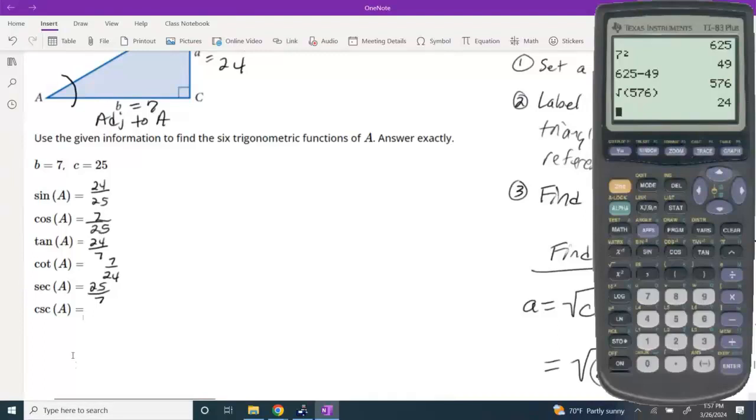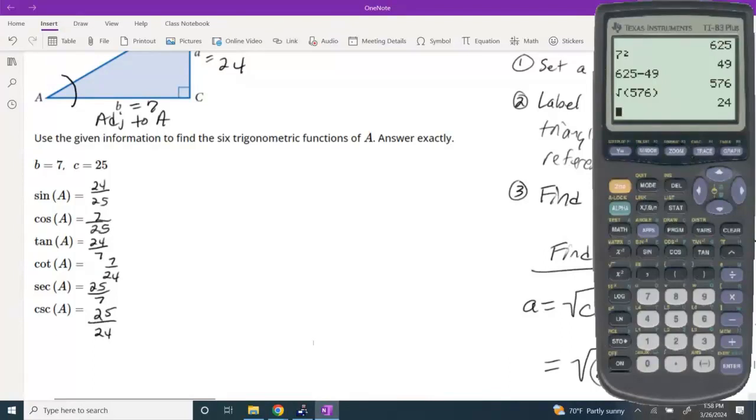Because one way to remember the reciprocals, they don't start with the same letter. So like the cotangent and the tangent are reciprocals. The secant is the reciprocal of the cosine, right? Because they begin with a different letter. That's one way to remember that. The cosecant is the reciprocal for the sine. So if the sine is 24 over 25, the cosecant is 25 over 24. Right. So that was the very first problem.